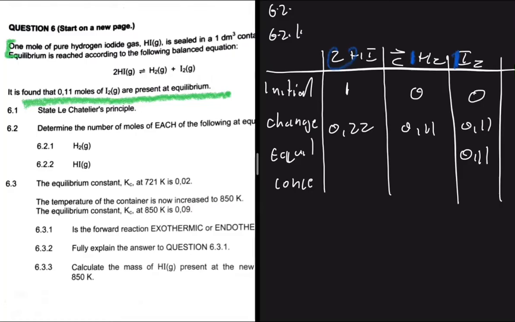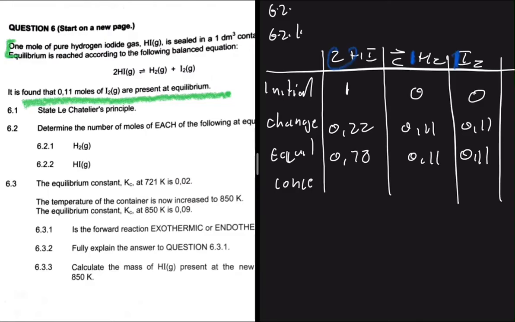So with that 0.22, we can then find the number of moles of HI at equilibrium. It's going to be 1 minus 0.22. That's how you do it. And then in the product signs, you just add. So 1 minus 0.22, I'm getting 0.78. So we have 0.78 here, and here we have 0.11.